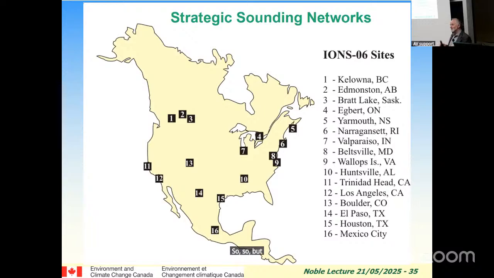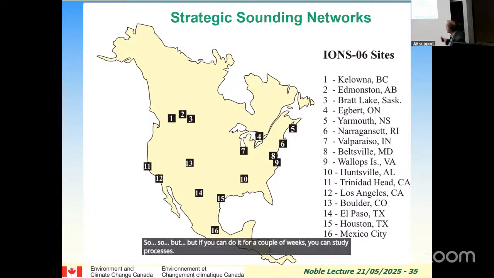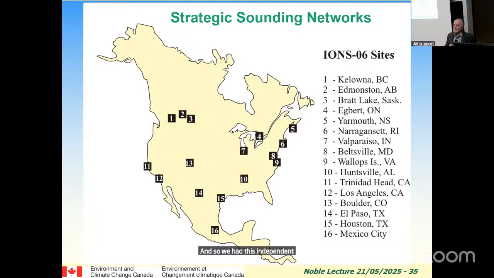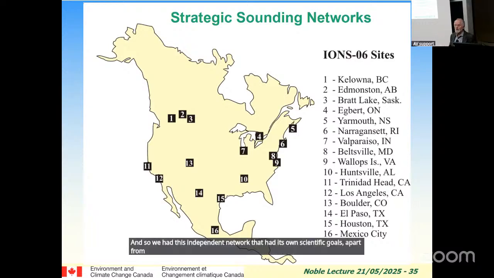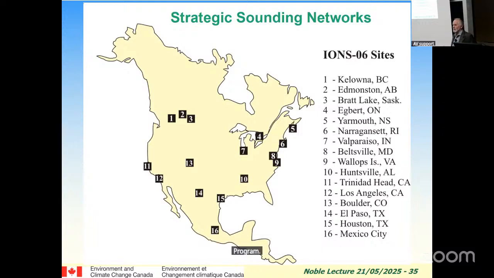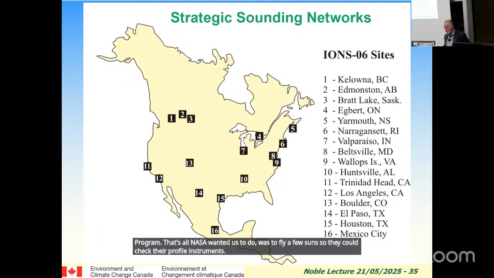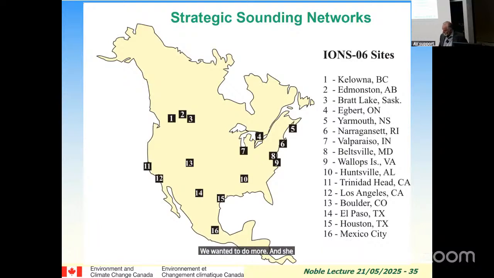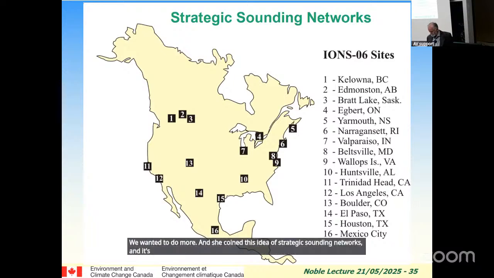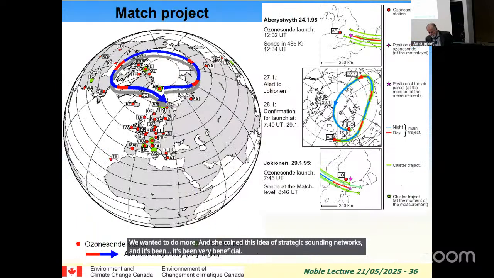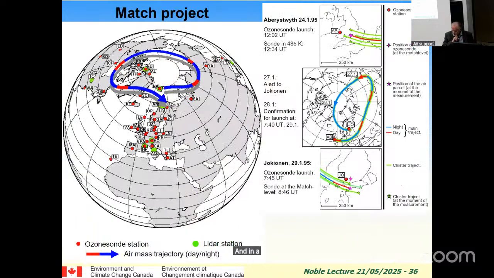But if you can do it for a couple of weeks, you can study processes. And so we had this independent network that had its own scientific goals apart from supporting the aircraft program. Because all NASA wanted us to do was to fly a few sondes so they could check their profile instruments. But we wanted to do more. And she coined this idea of strategic sounding networks, and it's been very beneficial. And in a way, the MATCH project is an example of it.